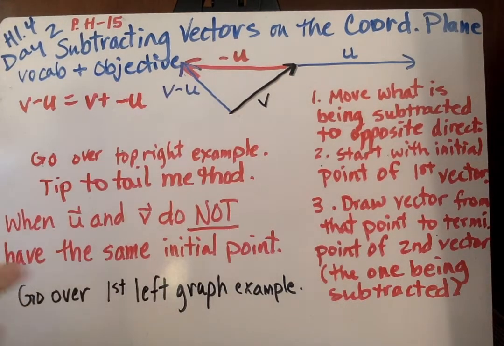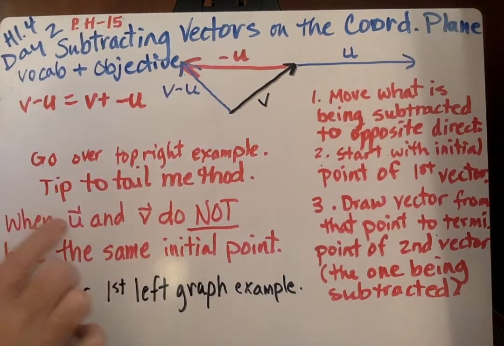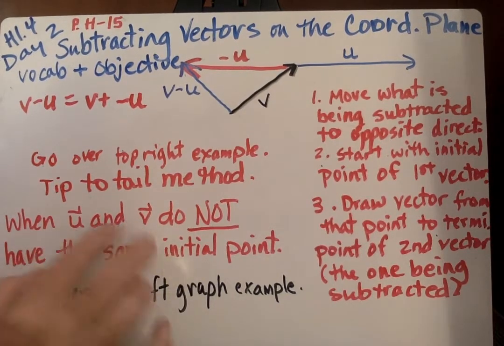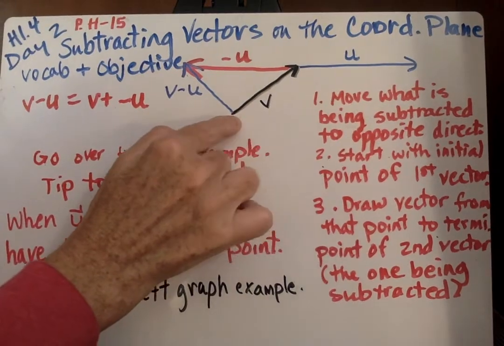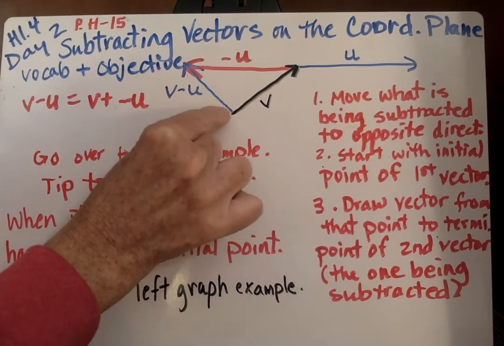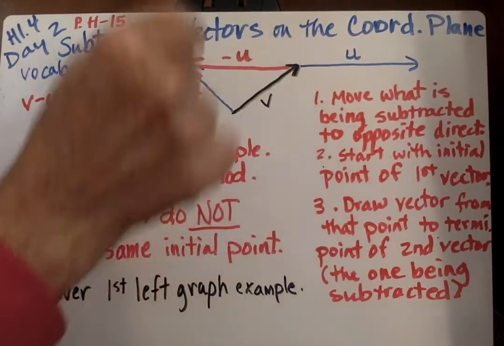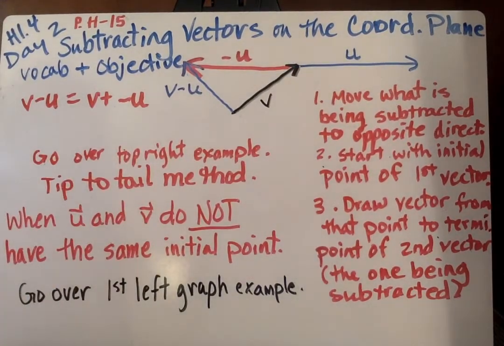Now, you can only use this method when the vectors that you're subtracting do not have the same initial point. Again, they're not starting at the same place. Okay, so V starts here, U starts there, so we can use this method. Next, the method is also used in your packet on that same page.